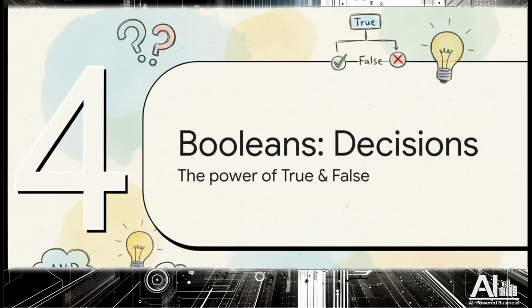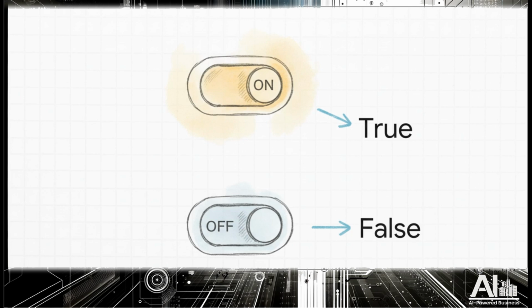All right, our last of the 4 core data types, and this one is tiny, but it is unbelievably powerful. I'm talking about Booleans. These are the absolute bedrock of logic and decision-making in every program. So what is a Boolean? It's the simplest thing in the world. It can only be one of two things, True or False. That's it. And super important, notice the capital T and the capital F.